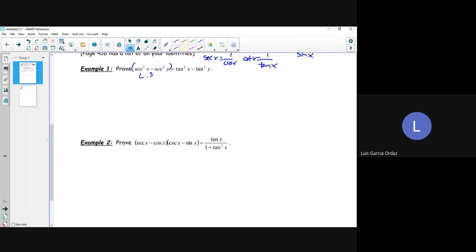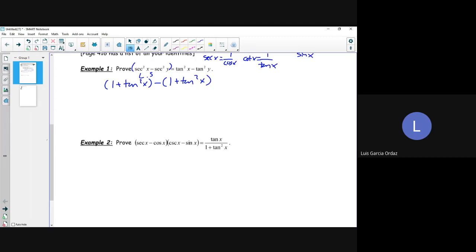So what identity includes secant squared? Which identity are we going to use? If you guys want to unmute your mic and say the answer as opposed to typing it out, that's probably 100 times easier. So it's 1 plus tan squared x. So we have 1 plus tan squared x minus 1 plus tan squared y.